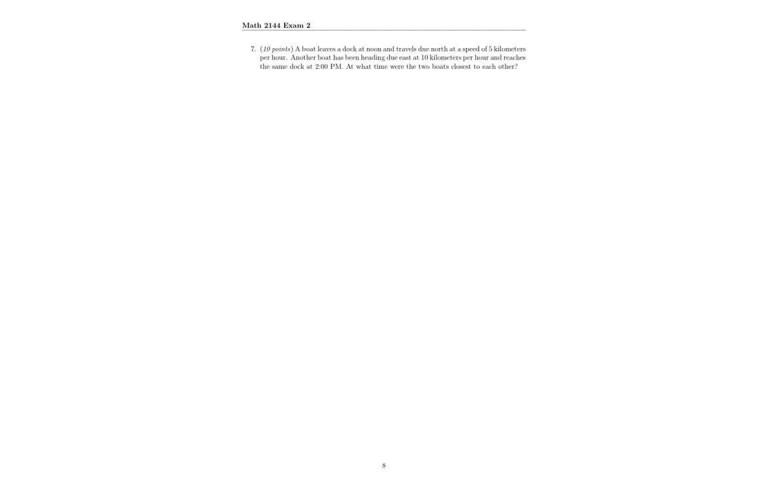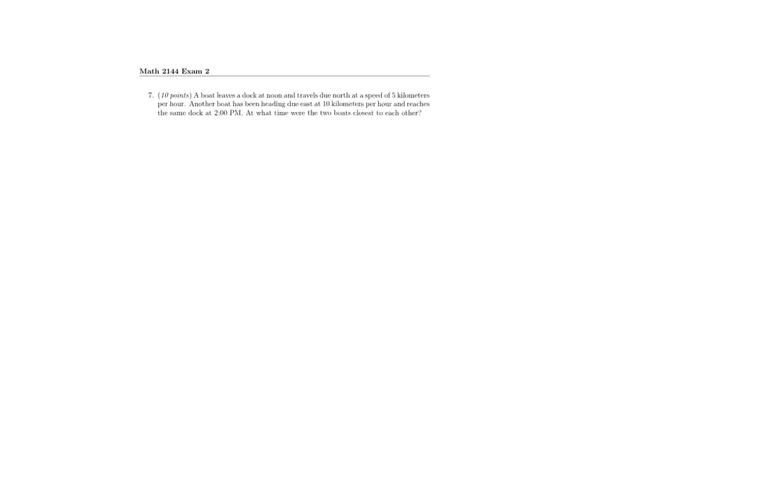So let's start by reading this problem and trying to decide what it's asking. It says a boat leaves a dock at noon and travels due north at a speed of 5 kilometers per hour. Another boat is heading due east at 10 kilometers per hour and reaches the same dock at 2 p.m. The question is, at what time were the two boats closest to each other?